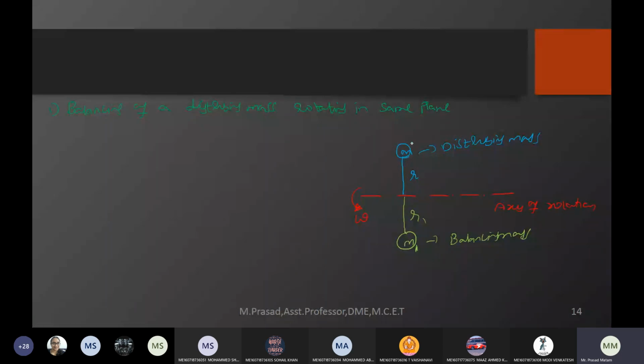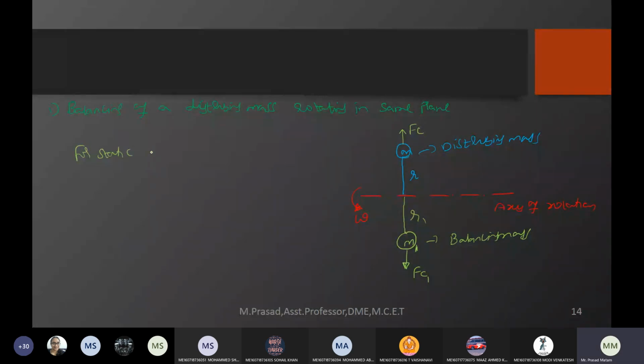Similarly, whenever the shaft is rotated, the disturbing mass generates a centrifugal force. So due to the disturbing mass, the centrifugal force is Fc. Now come to the balancing mass. What is the centrifugal force generated here? Due to mass m1, the centrifugal force is Fc1. Now what type of balancing am I doing here? Static balancing.